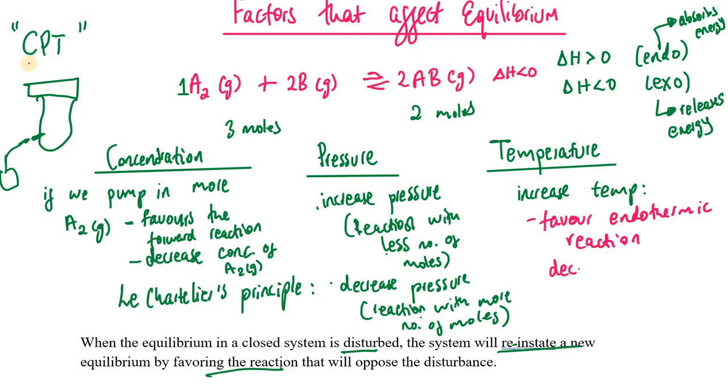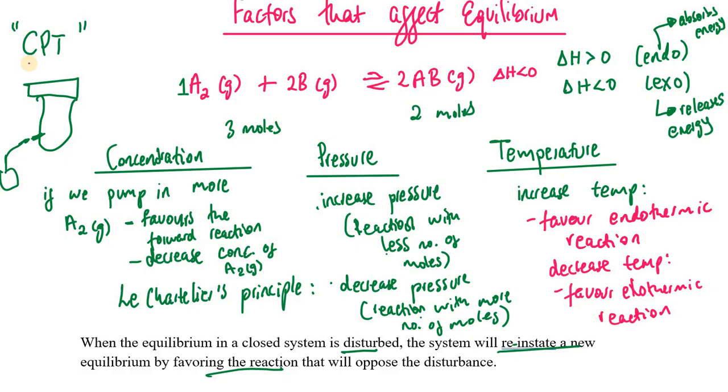But if you decrease temperature, then you favor the exothermic reaction. That's how it works. So remember that if you increase temperature, you can't favor the exo, because you are going to make the container more hot. The system will look at whether the reaction we're dealing with is endo or exo, and then it's going to decide which one to choose.